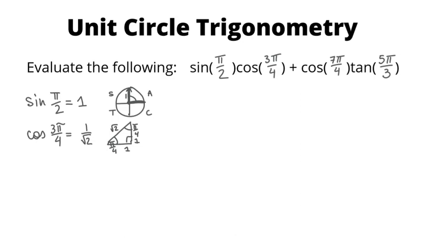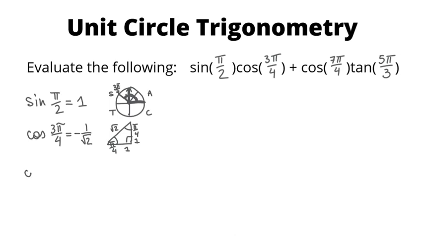So which quadrant is 3 pi over 4 in? Pi over 4 is here in the first quadrant. Then there is another pi over 4 over there. And there will be one more pi over 4, the third one, over here. So it falls into the second quadrant. In the second quadrant, only sine is positive. So the cosine ratio will be negative.